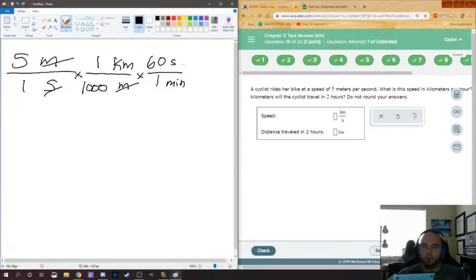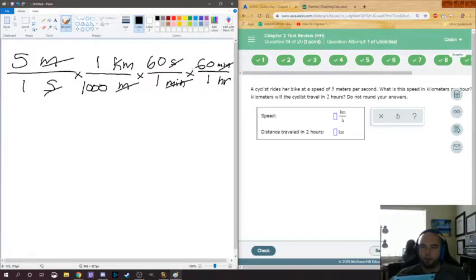This cancels out seconds, but it still doesn't get us to an hour. Then you write another one. 60 minutes is 1 hour. And there you go. We've got the setup. The fractions are all ready to multiply because we have kilometers only on top as a word and hours only on bottom as a word.